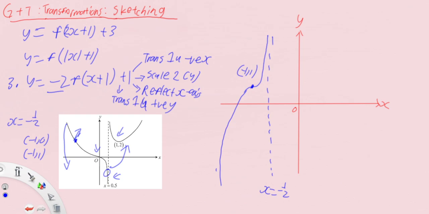Let's take a look at the right. For the right side, you translate 1 unit in the negative x direction. We then get 1, 2 becoming 0, 2. Scale by factor 2 parallel to the y-axis. We then have 0, 4. Reflect about the x-axis. We then have 0, minus 4. Translate 1 unit in the positive y direction, 0, minus 3. So we have a point at 0, minus 3, which is right down here.